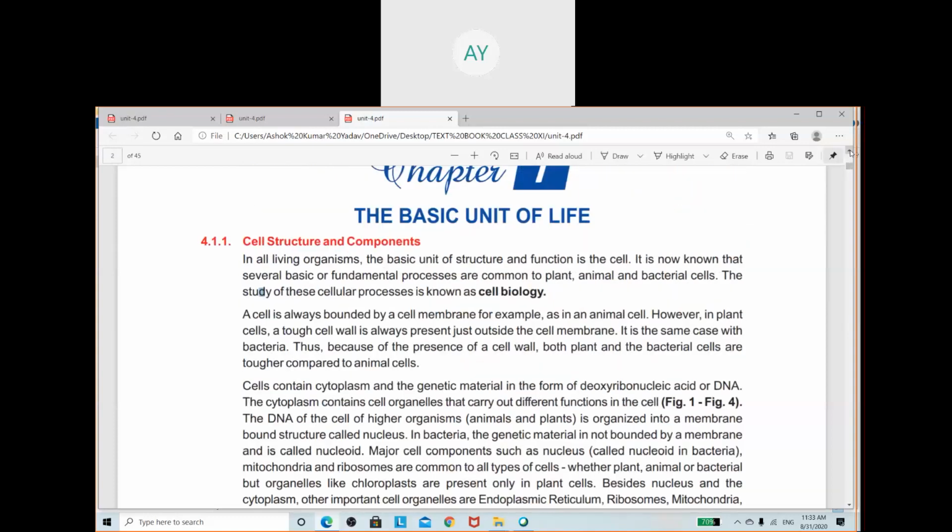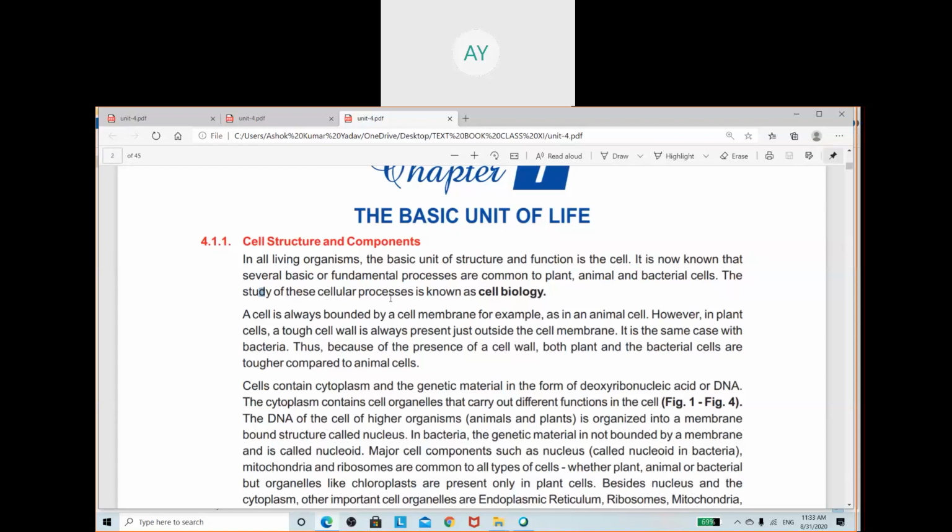Okay. Now come to the words cell biology and cytology. There are two terms. One is cytology and the other is cell biology. A study of cellular process and function is known as cell biology. What do you mean by cell biology? A study of cellular process. Cellular process means the function of the different organelles of the cells.